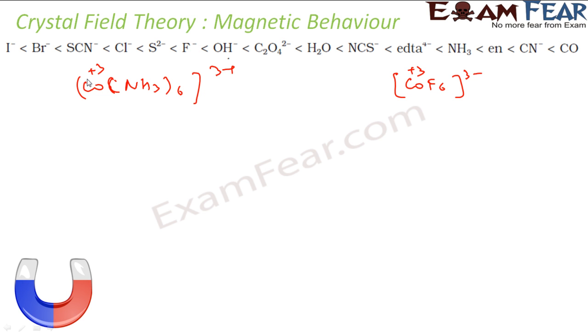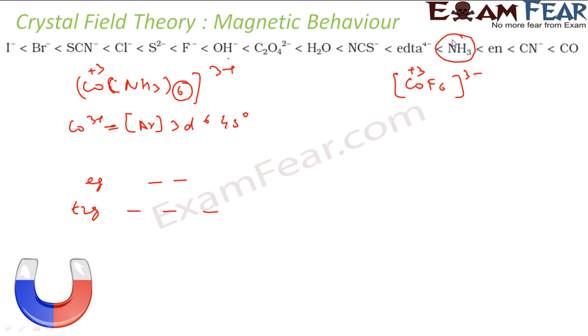Now cobalt has the electronic configuration of 3d7 4s2. So cobalt 3 plus will have the electronic configuration 3d6. This is not required, just putting it. Okay, and this is octahedral. So the splitting will be something like this. This is t2g and this is eg. Where is NH3? NH3 is a strong field ligand. Please know it is a strong field ligand, not a strong ligand.